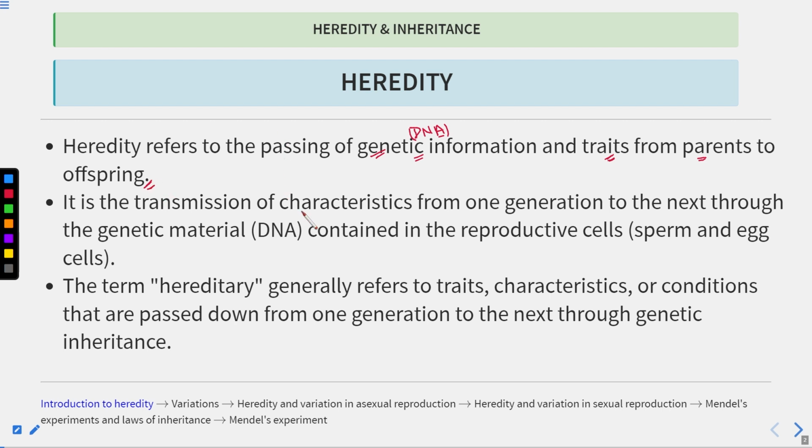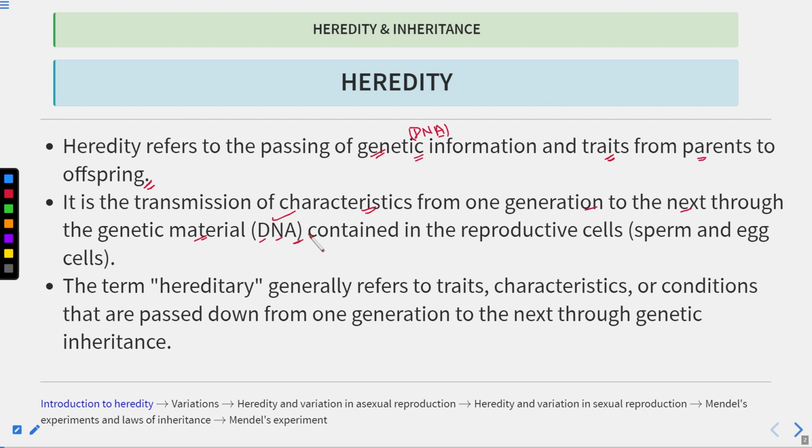Now, it is the transmission of characteristics from one generation to the next generation through the genetic materials. Here, I've already told you DNA is involved. So DNA is the genetic material. It is one of the nucleic acids. Clear? Another is the RNA. All right, but DNA is the genetic material. DNA is deoxyribose nucleic acid.